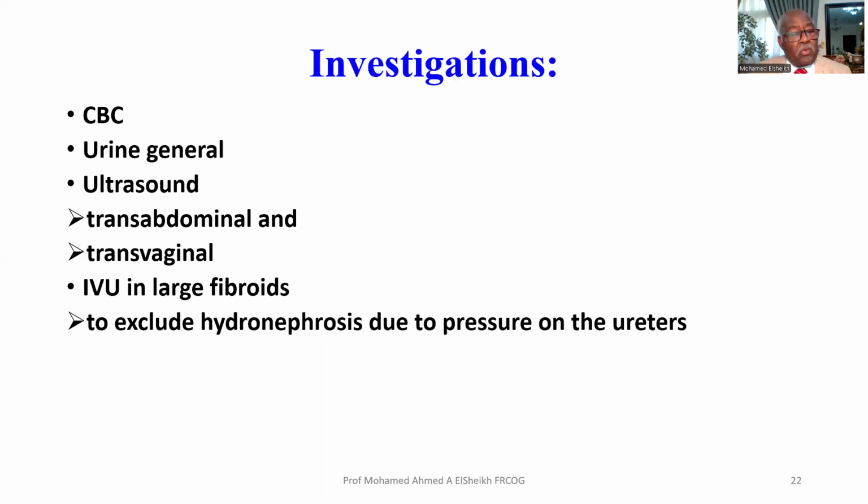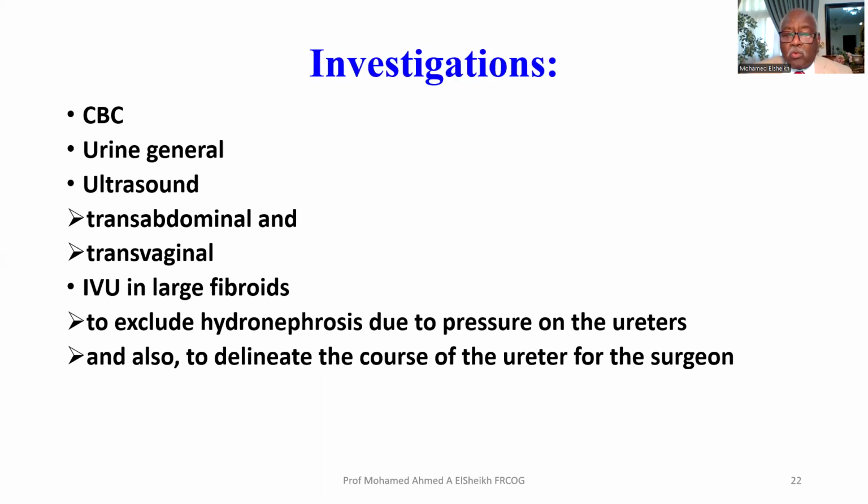The other investigation we need to do is IVU, intravenous urography. That's to be done in cases of large fibroids for two reasons. One, we have to exclude hydronephrosis due to pressure on the ureters. As we have said, the bulk effect of pressing on the ureter will lead to obstruction and hydronephrosis. So we would like to have an IVU to see whether there is hydronephrosis or hydroureter, and the other reason is also to delineate the course of the ureter for the surgeon.